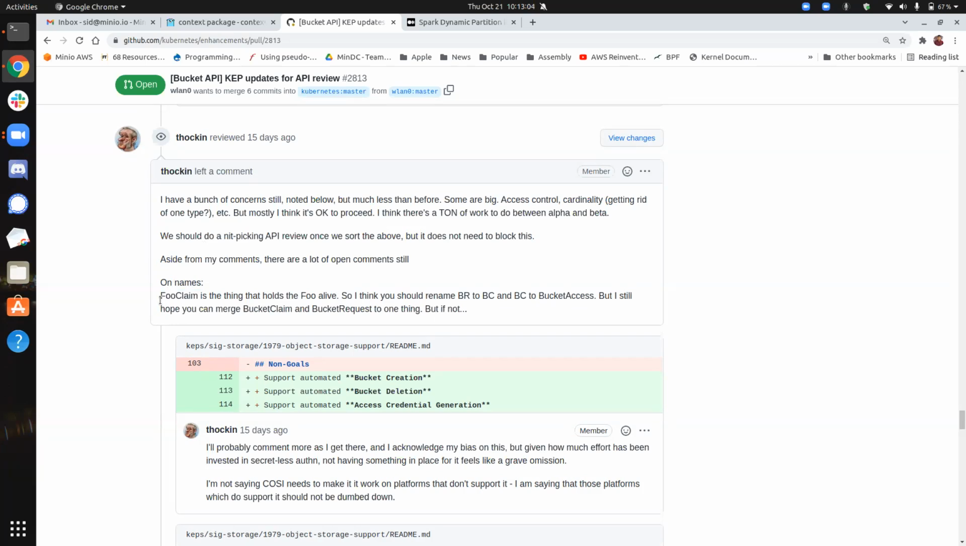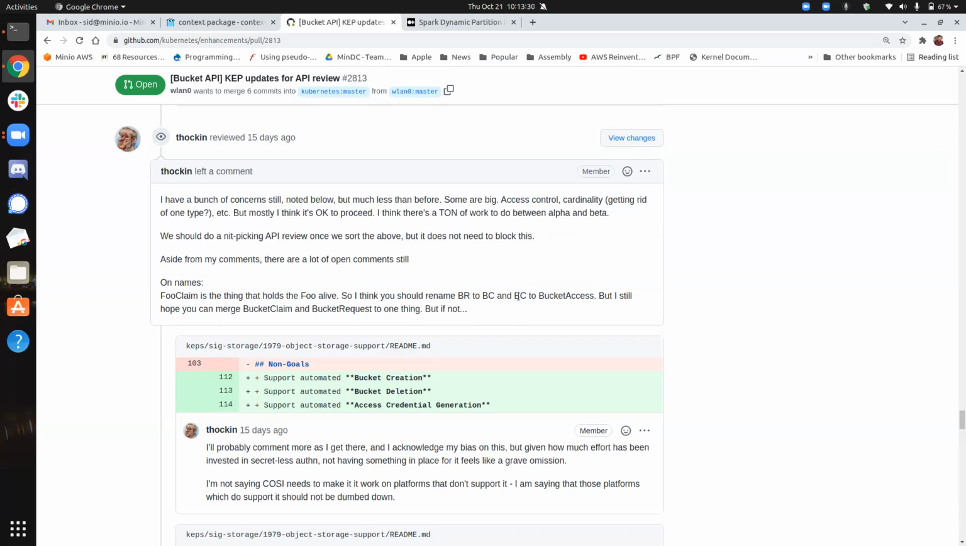So on naming, this is one of the main ones. Let's say bucket claim is a thing that holds the bucket alive, or whatever claim holds the thing alive. So he thinks we should rename bucket request to bucket claim, and bucket claim right now, which is called bucket access request, to bucket access.